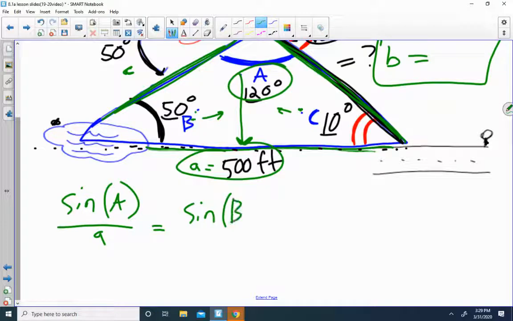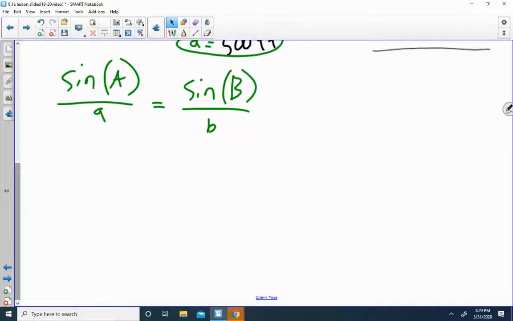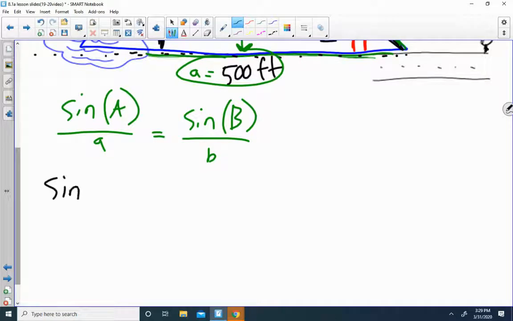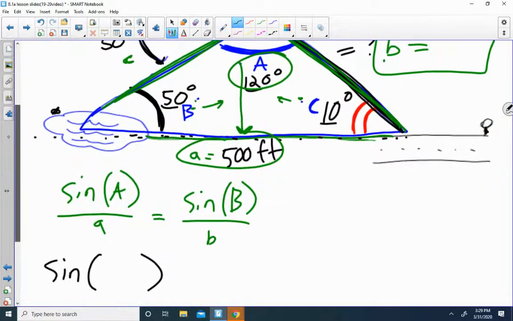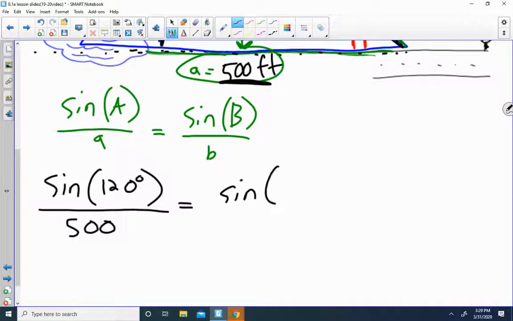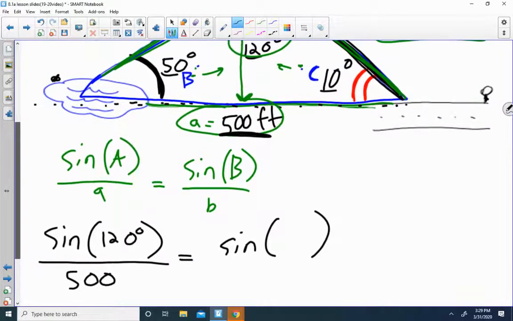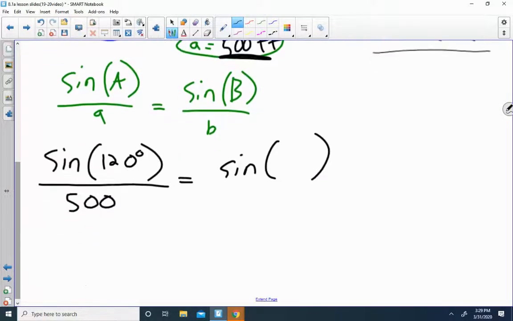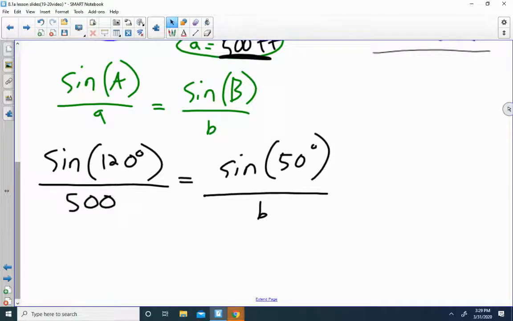Let's use sine of big B over little b to help us find what little b is going to become. And with that, let's plug in our information. So sine of big A, we have 120 degrees. Little a is 500 feet. And then that's going to be equal to sine of big B, where big B was 50, and then little b. So now you just got to do what you normally do. Cross multiply and solve.